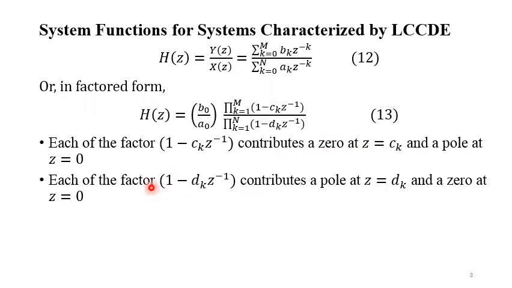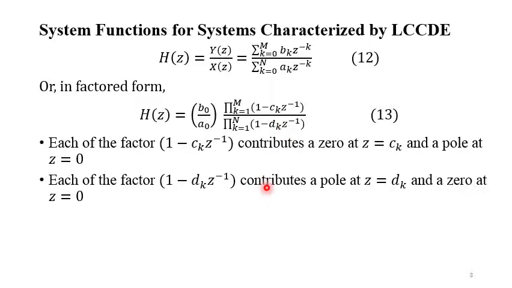Similarly, for the denominator terms, each factor 1 minus d_k z inverse contributes a pole when z equals d_k. When z equals d_k, d_k is replaced by z, so z into z inverse results in 1, and 1 minus 1 becomes 0. So this divided by 0, 1 over 0, is basically infinity. This is how it contributes a pole.